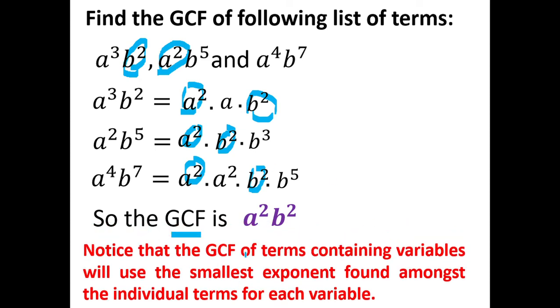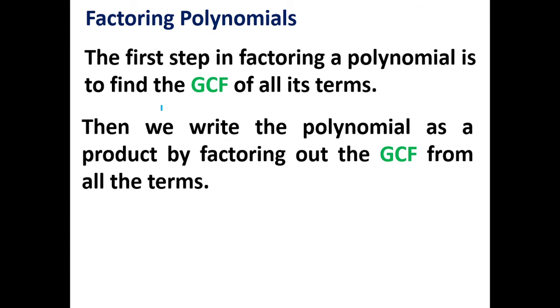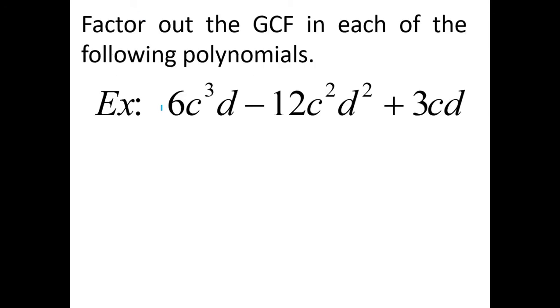Notice that the greatest common factor of terms containing variables will use the smallest exponent found amongst the individual terms for each variable. Yun yung sinasabi ko sa inyo kanina, di ba? The first step in factoring a polynomial is to find the GCF of all its terms. Then we write the polynomial as a product by factoring out the GCF from all the terms. The remaining factors in each term will form a polynomial.